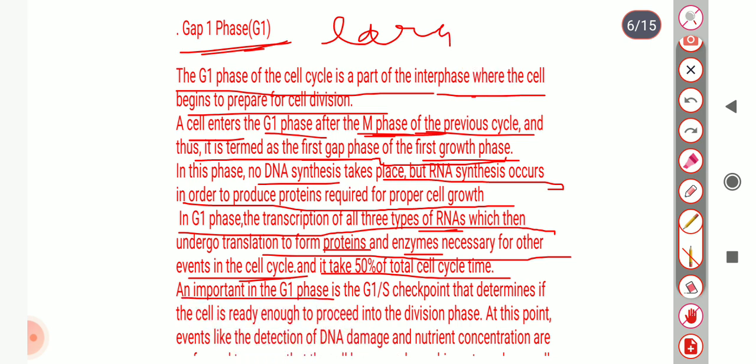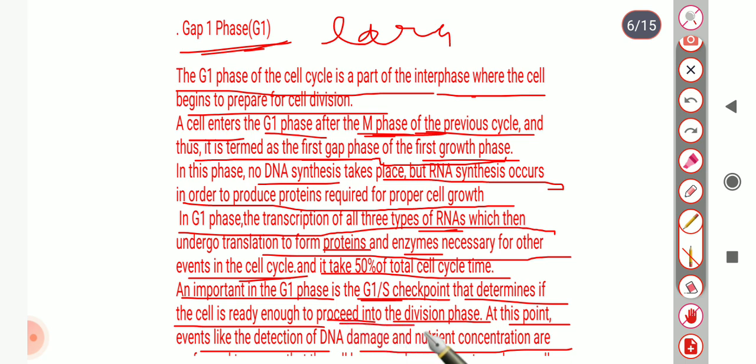An important part of G1 phase is the G1/S checkpoint that determines if the cell is ready enough to proceed into the division phase. At this point, events like the detection of DNA damage and nutrient concentration occur. In this process, the cell double checks whether it is ready enough to proceed for cell division or not. If the cell is not ready, then it rests.